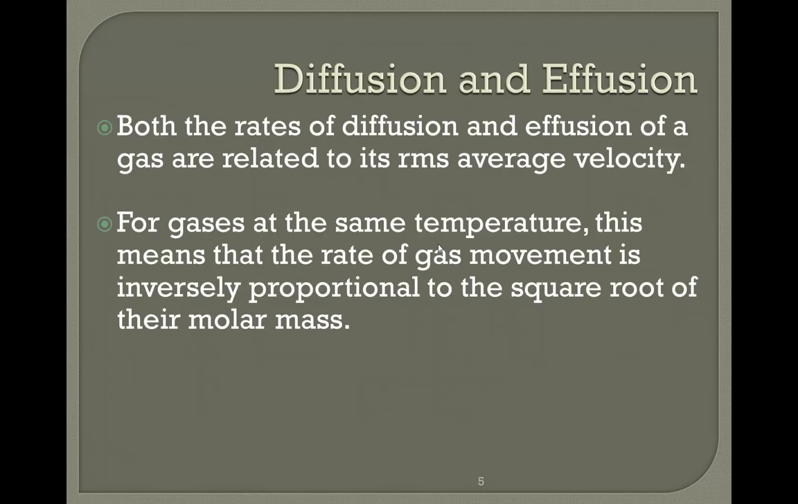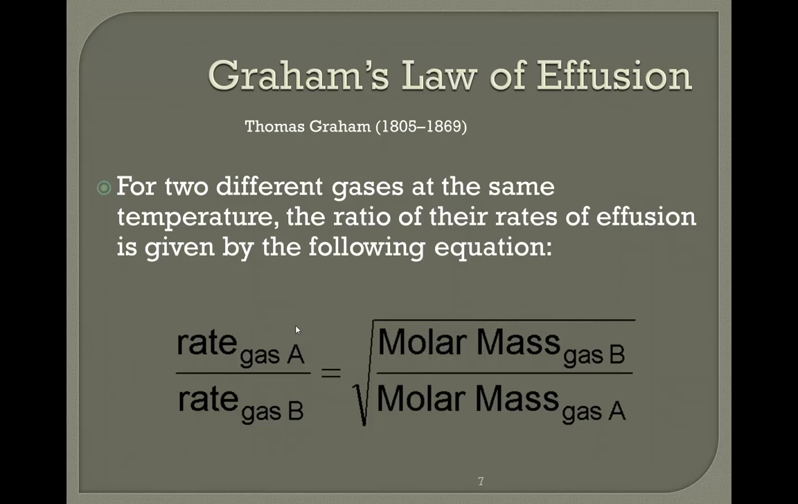Both the rates of diffusion and effusion of the gas are related to the root mean square average velocity, which is what we calculated when we were talking about the kinetic molecular theory. For gases at the same temperature, this means that the rate of the gas movement is inversely proportional to the square root of their molar mass. So we can use Graham's law of effusion to solve for this.